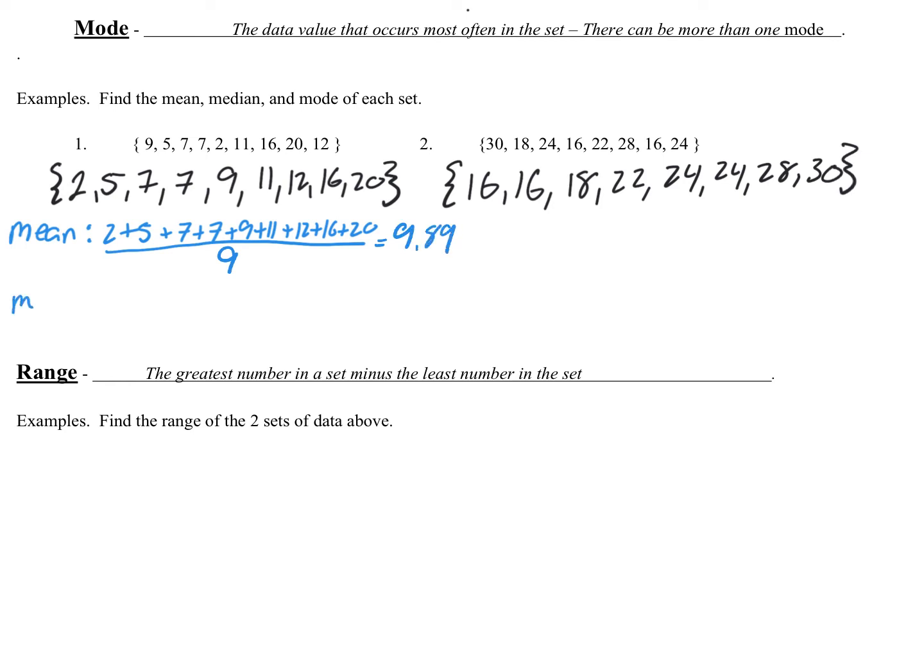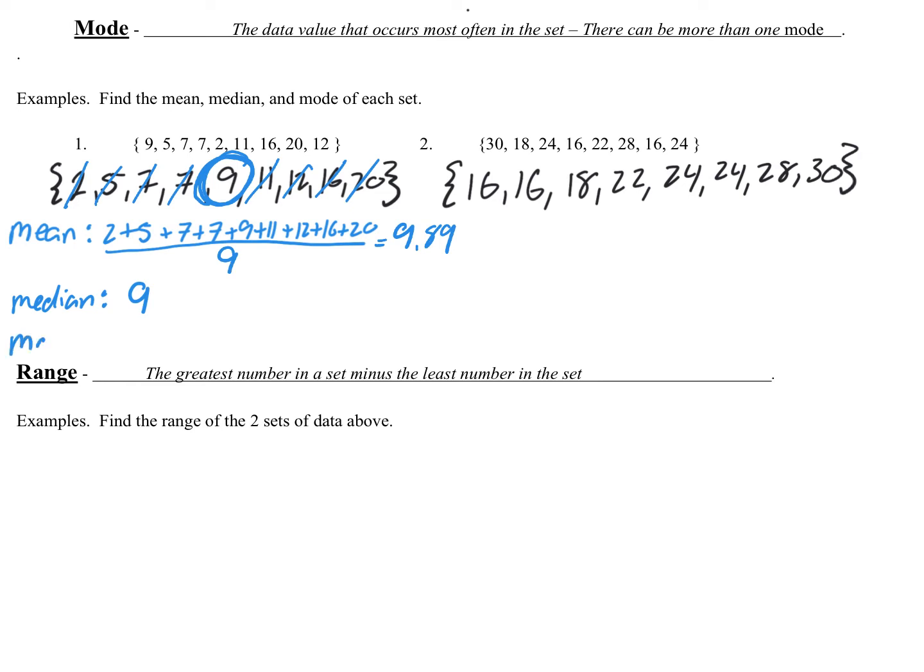Our median is that middle number. So the easiest way to find the median is to make sure, again, that your data set's in order from least to greatest, and then cross off a number from either side evenly. So one on the left, one on the right, one on the left, one on the right, until we have only one or two numbers left in the middle. If there's only one number left in the middle, that's your median. And in the next data set, we'll talk about what happens if there are two.